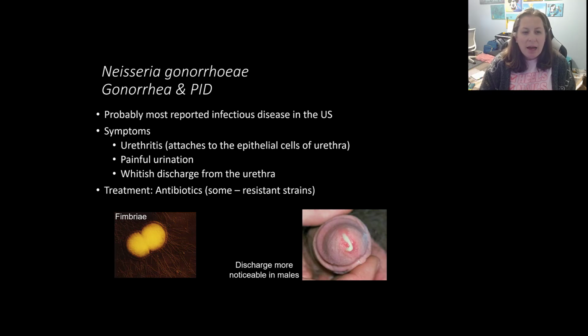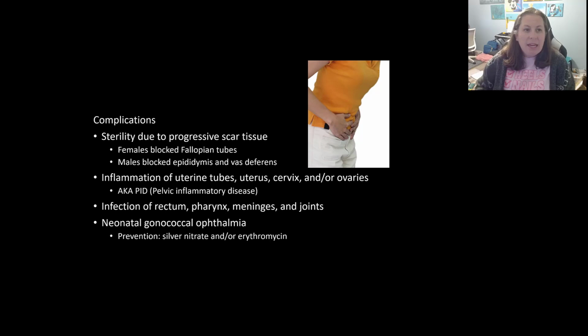Treatment is going to be antibiotics, but some of the strains are resistant to antibiotics. Some complications that can come from a gonorrhea infection include sterility due to progressive scar tissue. It does cause scarring within the tubes, and specifically in females, it's going to cause scarring in the fallopian tubes. In males, it can block the epididymis and the vas deferens due to this scarring.